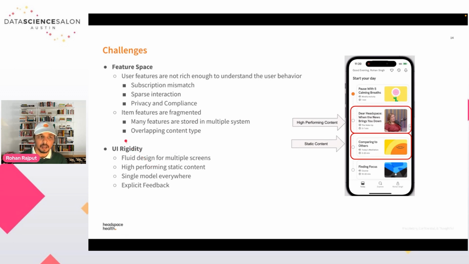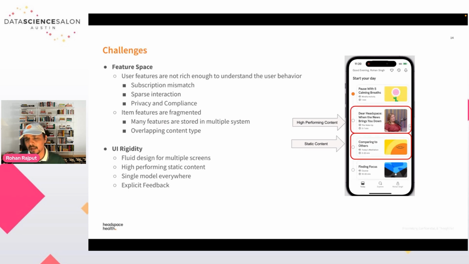Now, apart from the user features, we also have some issues with the item features. Lots of our items were fragmented. Unlike Netflix or Amazon, our data is completely different, right? We don't want our user to keep engaged all the time on our screen, right? Our contents are very different. We are a meditation company, so we want our user to come to the platform, do meditation, and then enjoy the rest of their day. So the type of content we have is very, very different.